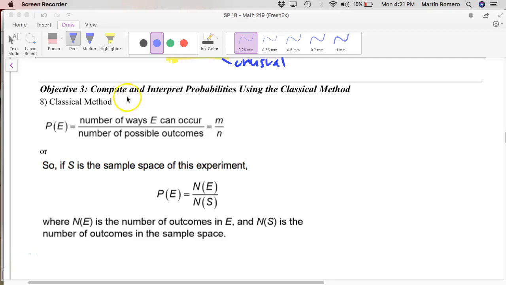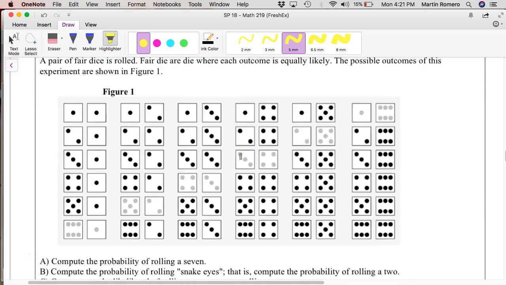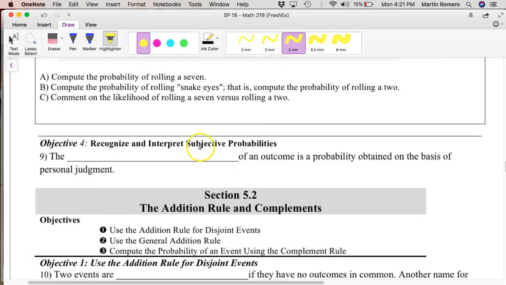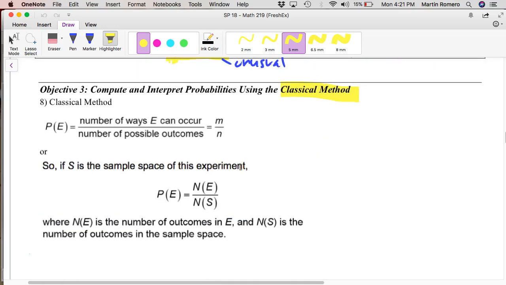Continuing on with chapter 5.1, we're going to look at the next two objectives. One is computing probabilities using the classical method. The other objective is this idea of subjective probabilities, but that's just a quick little notation. So that's what we'll finish this 5.1 lesson on.